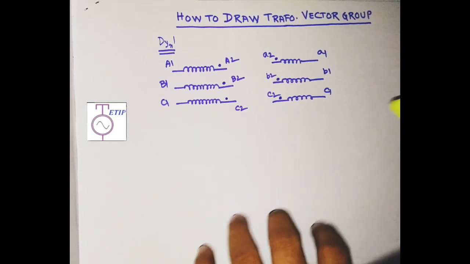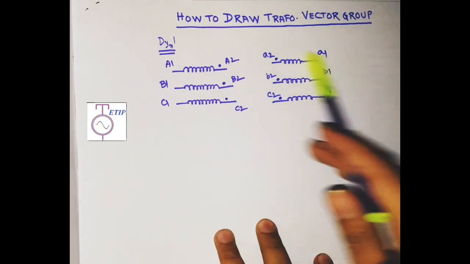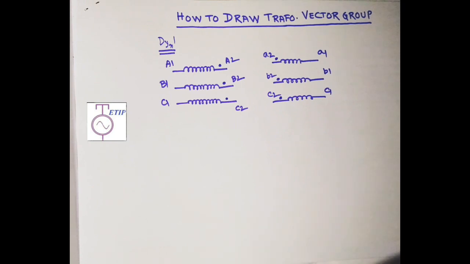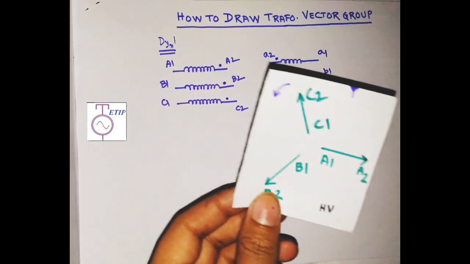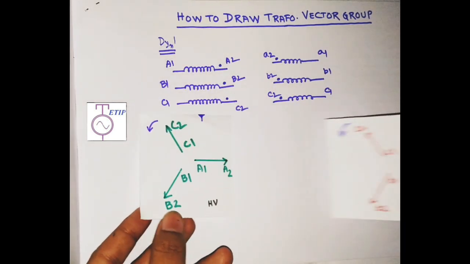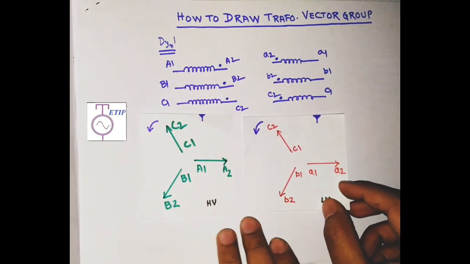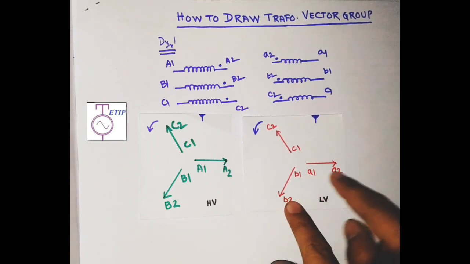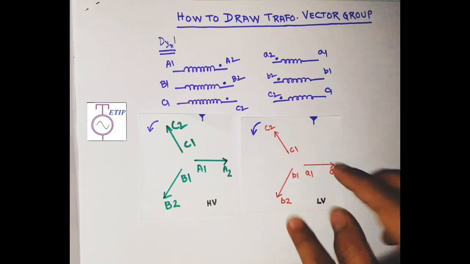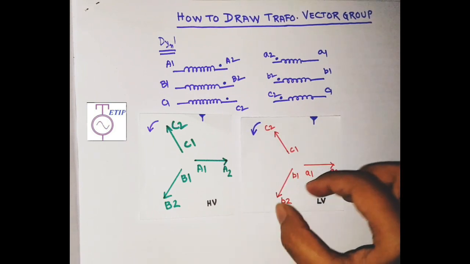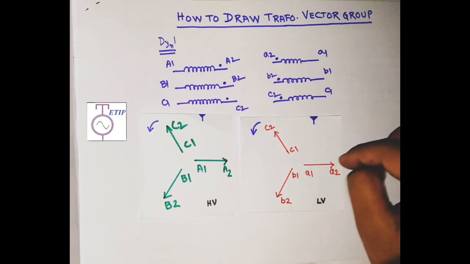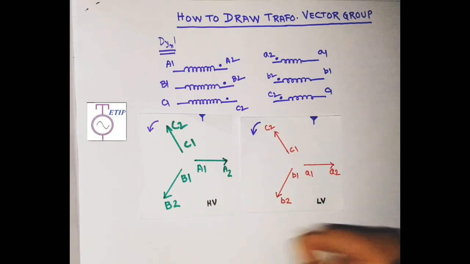Now let us see how we will convert it into a dyn1 transformer. For that reason, I have prepared two vector groups block. This is for high voltage and this is for low voltage. Okay, so you can see that this is A1, A2, this is one phase voltage, this is B1, B2 lagging A1, A2 by 120 degree, and this is C1, C2 leading A1, A2 or lagging B1, B2 by 120 degree.